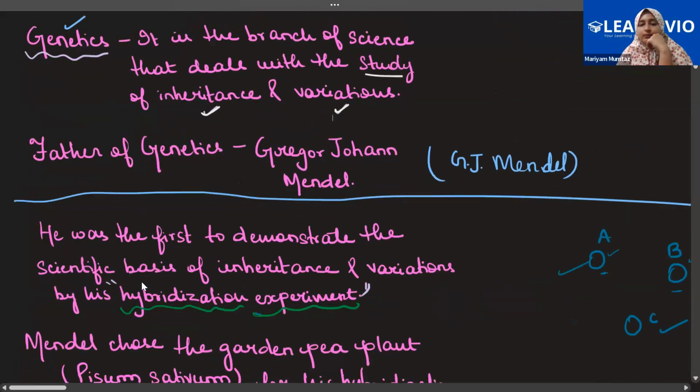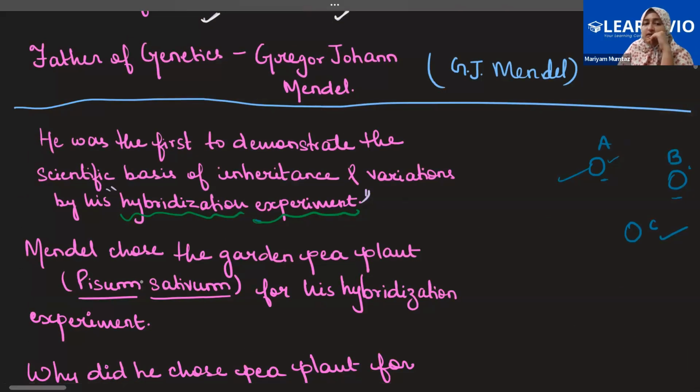All right. Now, he is known as the father of genetics because he was the first to demonstrate the scientific basis of inheritance and variations by his hybridization experiment. When you were studying sexual reproduction in flowering plants, you might have heard about hybridization, right? Wherein we take qualities from two superior parents and combine them into one offspring.